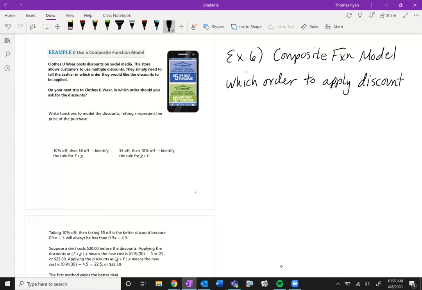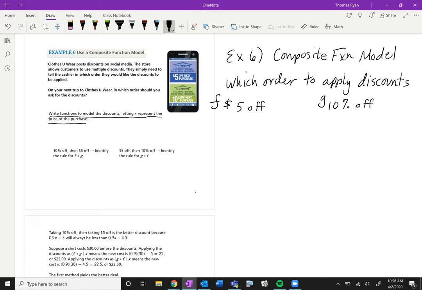How we're going to do this is two different compositions. But first we need to know what the two functions, the two discounts, are. So let's make them f of x and g of x. One of them is $5 off your next purchase, and the other is 10% off. We'll call the $5 one f and the 10% one g. It says to write the functions to model the discounts, letting x represent the price of your purchase.